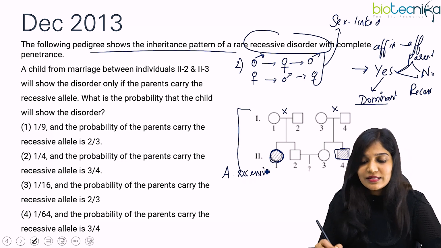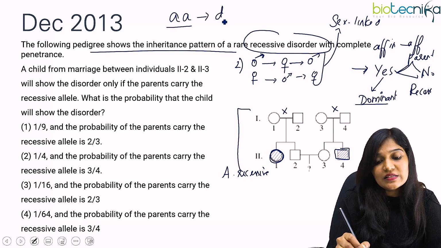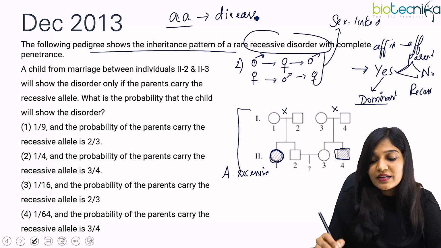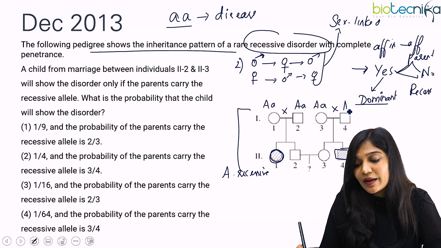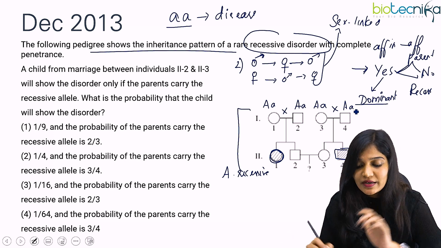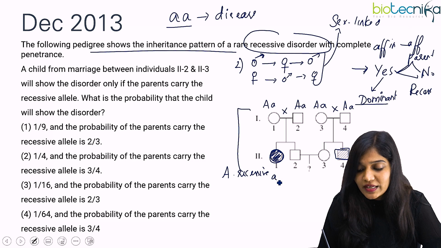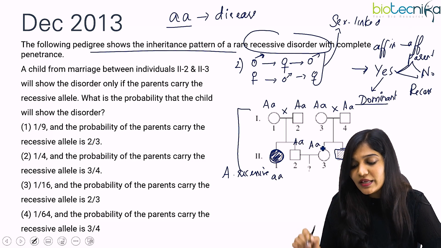So let's consider: recessive means if small a and small a are there, then it is diseased. So here it has to be capital A, small a, capital A, small a, and so on. If it is small a and small a, it is disease. So they have not shaded these. Here they have shaded, which means small a, small a. The rest are going to be capital A, small a.